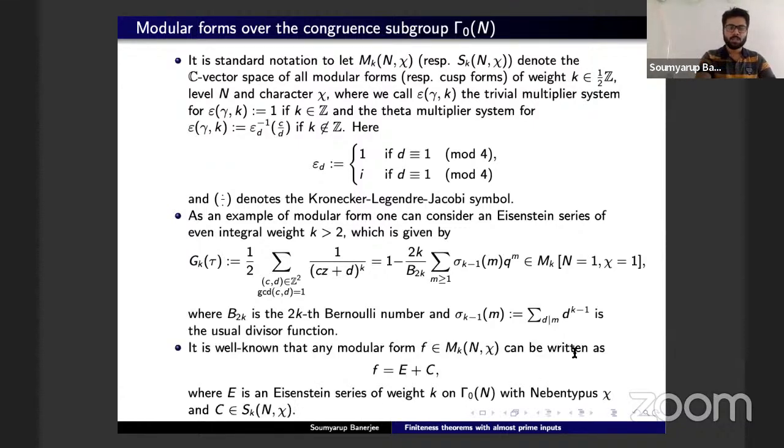Okay. So it is well known that any modular form f belonging to M_k(N, chi) can be written as f equal to Eisenstein series plus cusp form, where E is the Eisenstein series of weight k on Gamma_0(N) with Nebentypus chi, and C belongs to S_k(N, chi). That means the same weight on Gamma_0(N) with Nebentypus chi. This is an interesting result, and we have used it in our proof also, that f can be written as the Eisenstein series part plus the cuspidal part. Okay, so let us say that now.